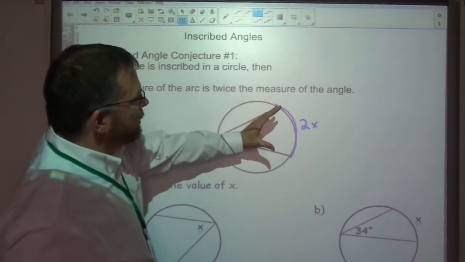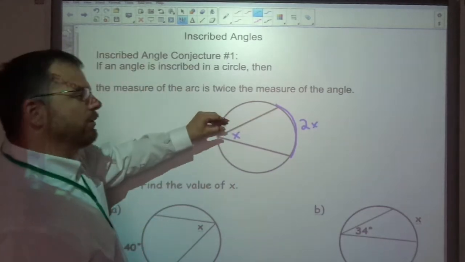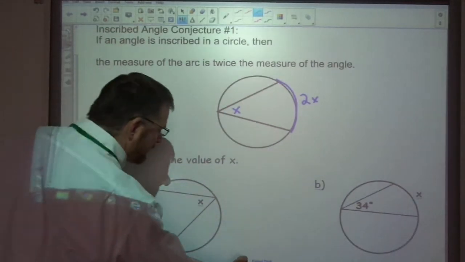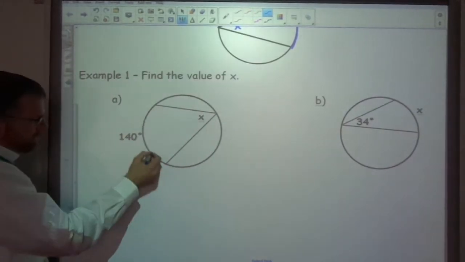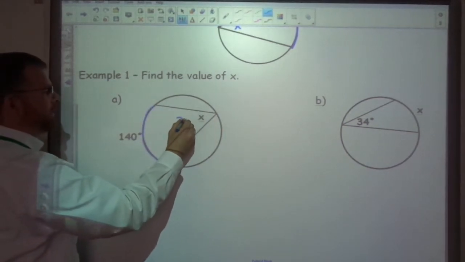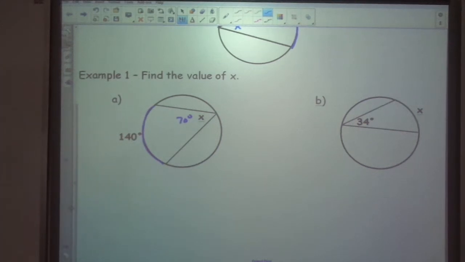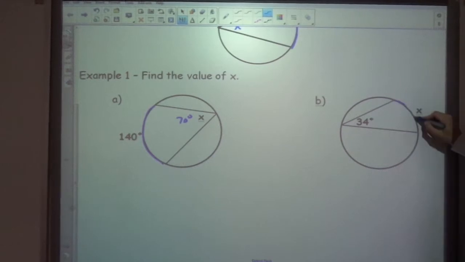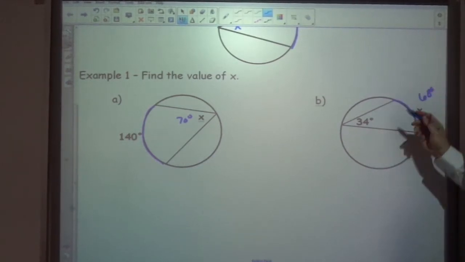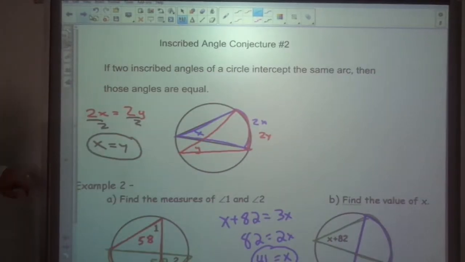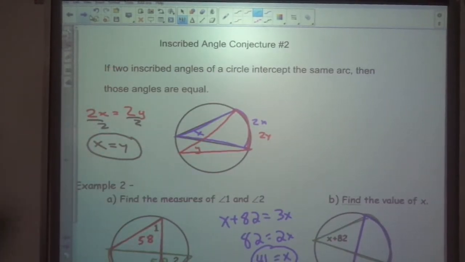With a central angle, we know that it will be equal to the arc, but an inscribed angle all the way back makes this double. So if we have something like this, and we know that this is a 140-degree arc, then that makes the angle that's inscribed here 70 degrees, just half as much. If we know the inscribed angle is 34, then this arc would need to be 68. Pretty straightforward.